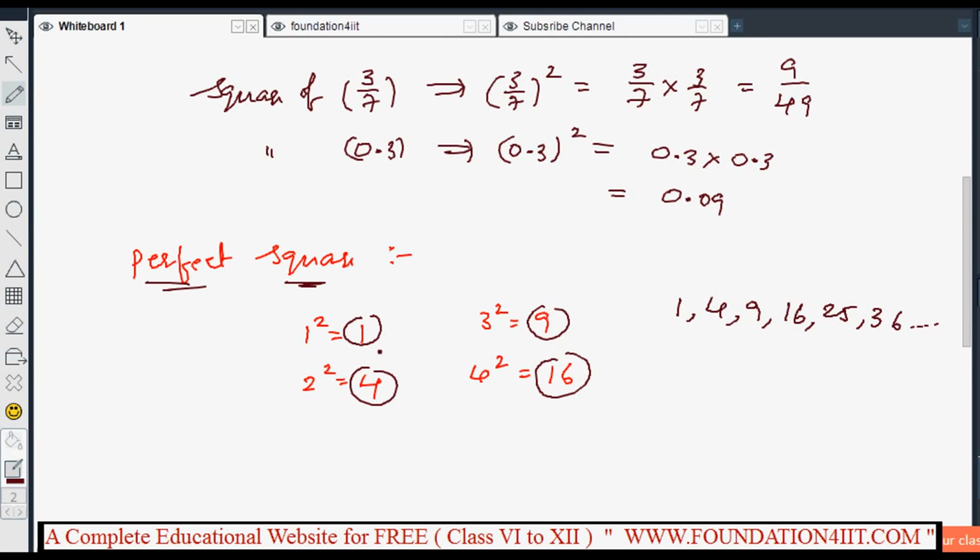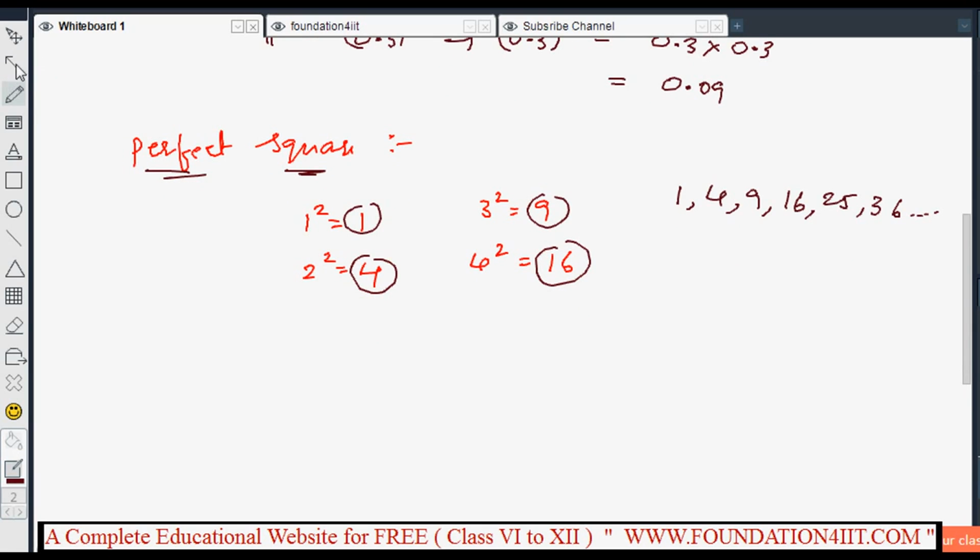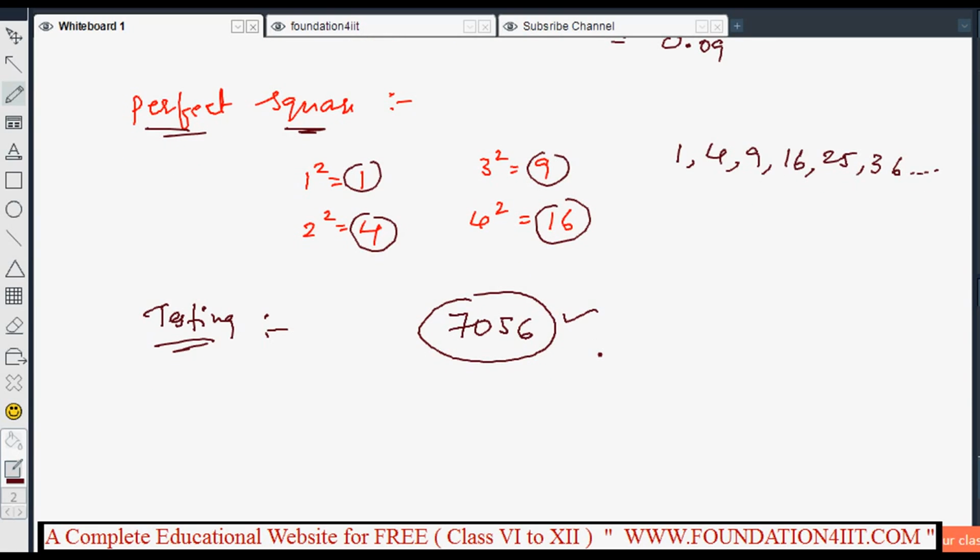Test for a number to be a perfect square. So how can we test? For simple small numbers, we know them: 1, 9, 16, 25, 36, and so on. But if a big number is given, how do we test whether it is a perfect square or not? For example, I have given 7056. Now I need to test whether this number is a perfect square or not. That means a number multiplied with the same number should give 7056.